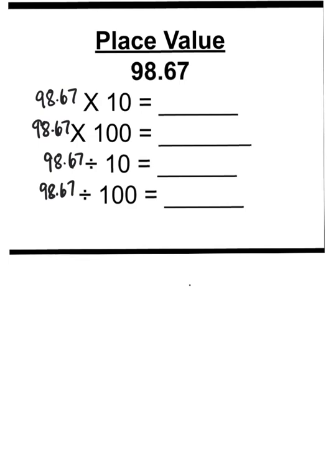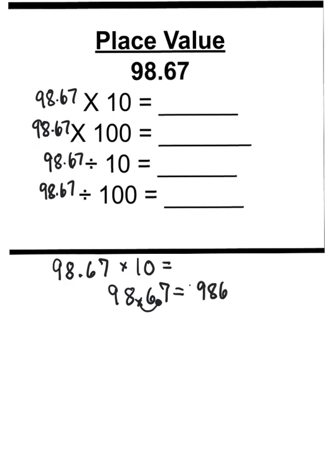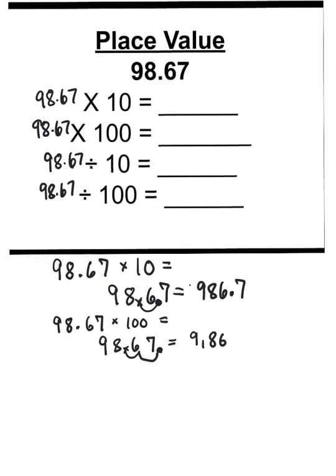Okie dokie, friends, we are going to multiply 98 and 67 hundredths times 10. So I'm going to rewrite my number, and then I'm going to move my decimal point over one spot to the right, which will give me a product of 986 and 7/10. Then I'm going to take 98 and 67 hundredths and multiply it by 100, which means now my decimal point is going to have to move two spots to the right to give me a product of 9,867.